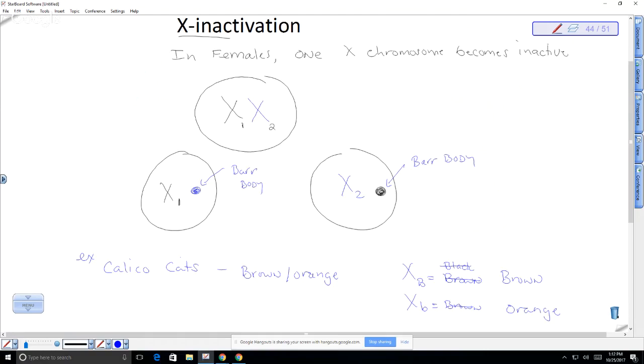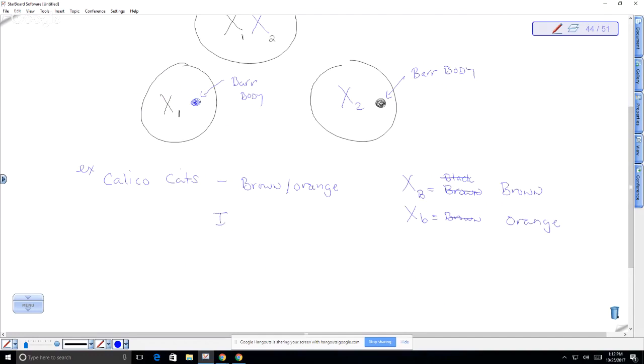And the reason is this inactivation is random, okay? So inactivation is random. In skin cells that produce brown fur, it is this X chromosome that is active, and this one's inactive. It's exactly the opposite where they have orange: this one is active, and this one is inactive.